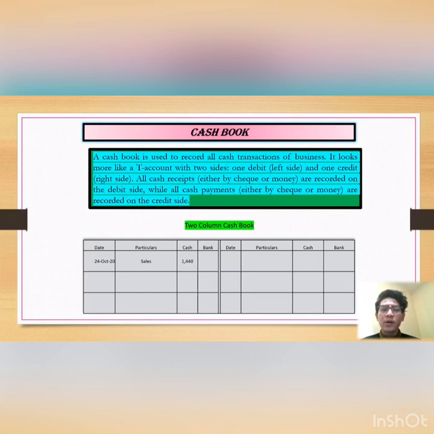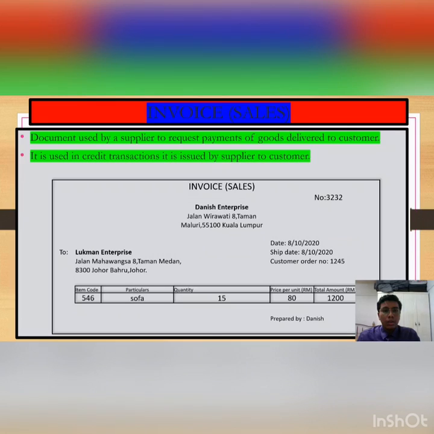In the box below, we can see the two-column cash book. The sales in the two-column cash book are from the official receipt, and they are on the debit side. The two-column cash book is used to record all cash receipts and payments. It has two columns, which are cash in hand and cash at bank, on both the debit and credit side of the cash book. This type of cash book is used to record entries without cash discount.